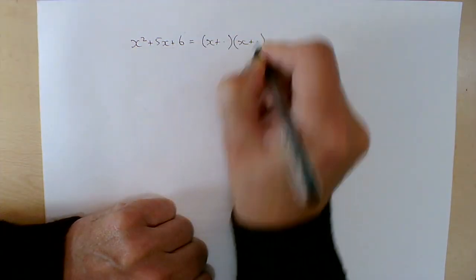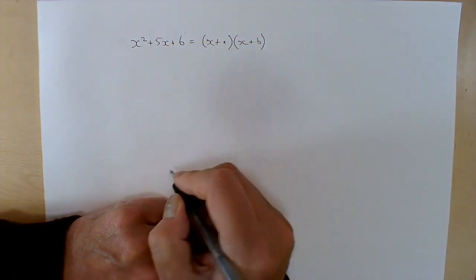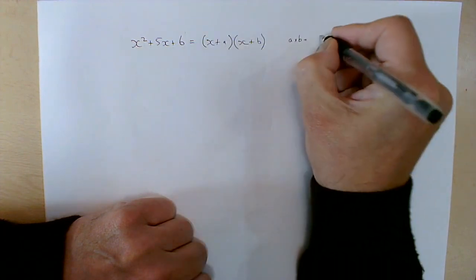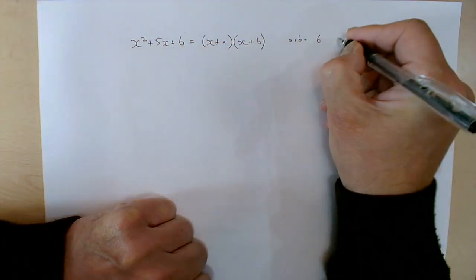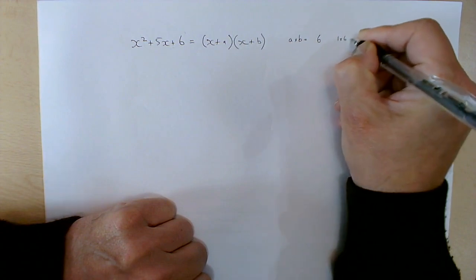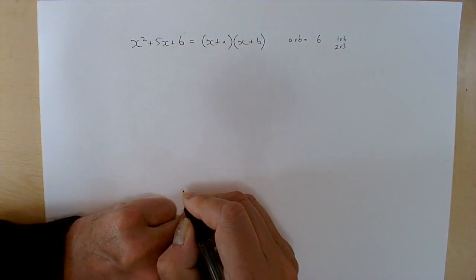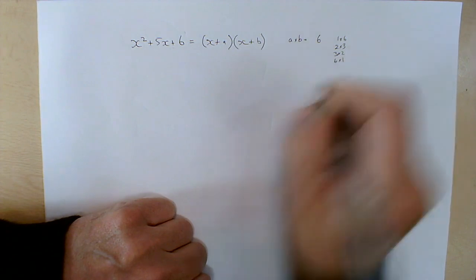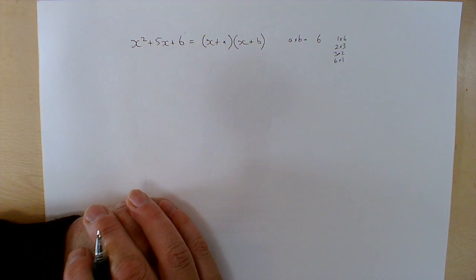Is this number times this number? I'm just going to put a number in here. I'm going to call that A, and I'm going to call that B. We don't know what they are yet. So A times B equals 6. So that could be 1 times 6, or 2 times 3. Could be 3 times 2, doesn't matter the other way around. So it's got to be one of those possibilities, isn't it?